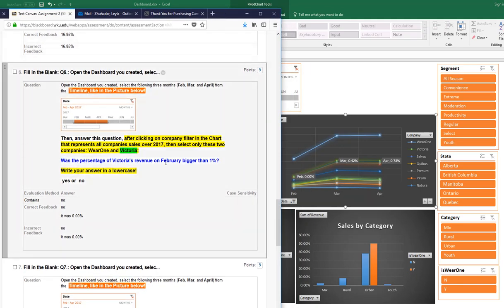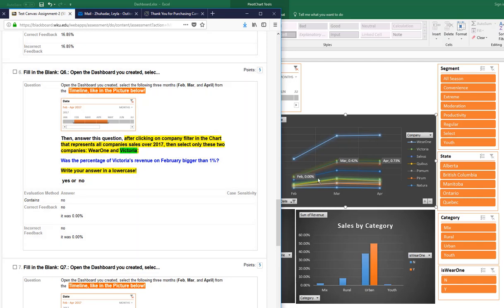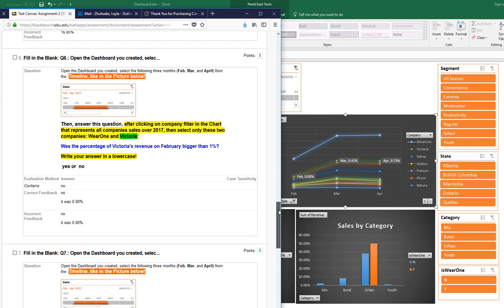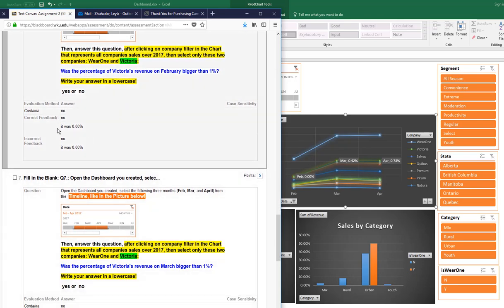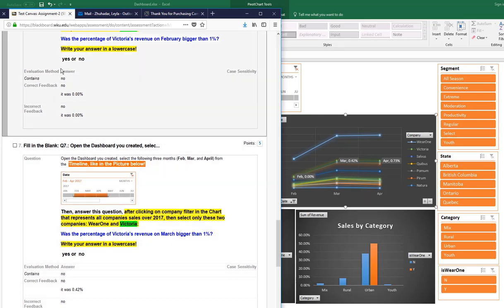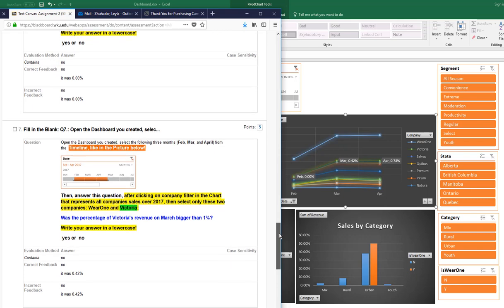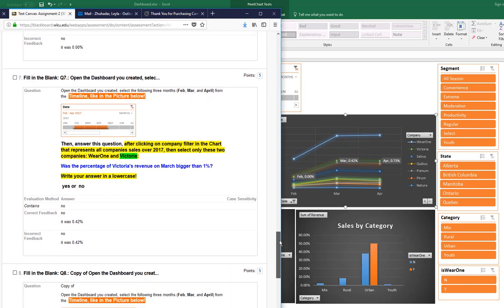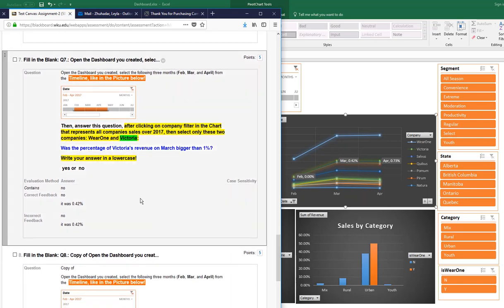So your question 6 was: in February, was it bigger than 1%? Here in February, it was 0. They didn't sell at all that month. So no, and it was 0%, 0.00%. I just have to be so specific with Blackboard. I'll try to find a way around those specifications in upcoming assignments.